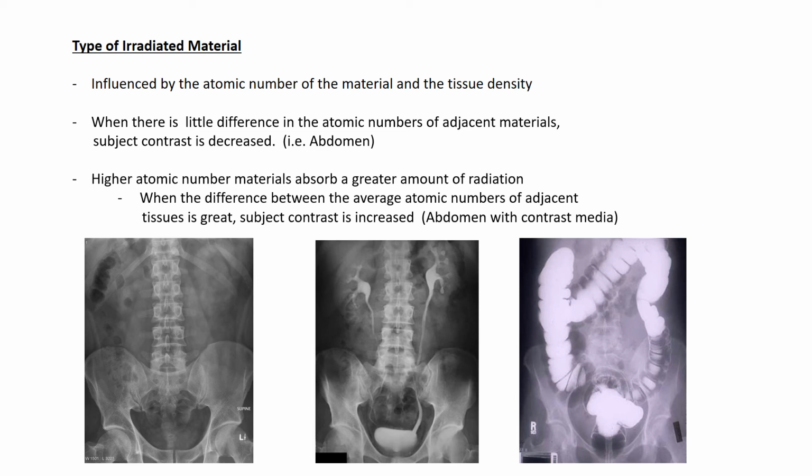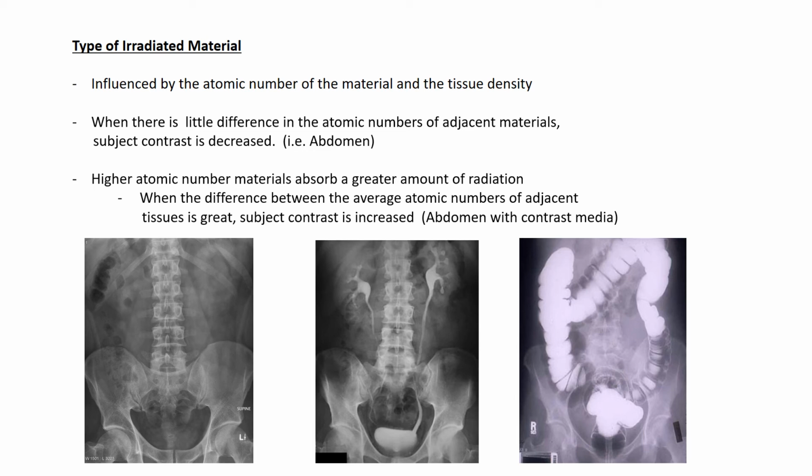So without that contrast media, because the abdomen has a low subject contrast, we have to add contrast into the body in order to see the differences. Another example using barium would be the third radiograph there.